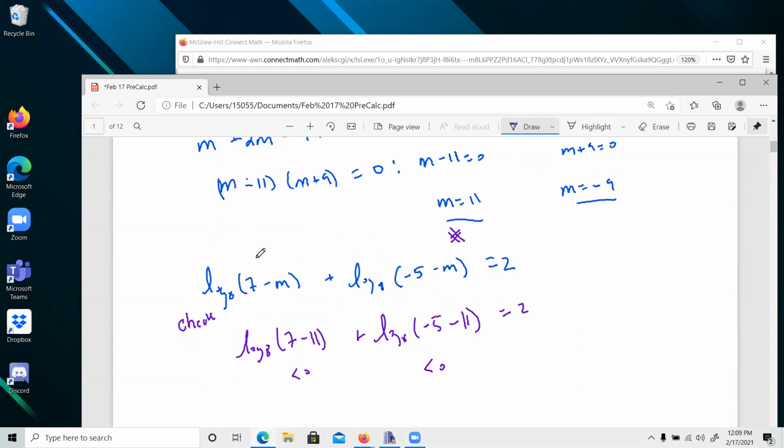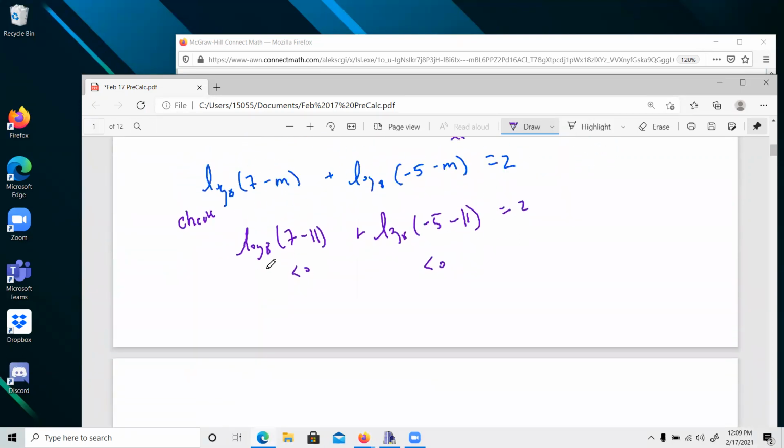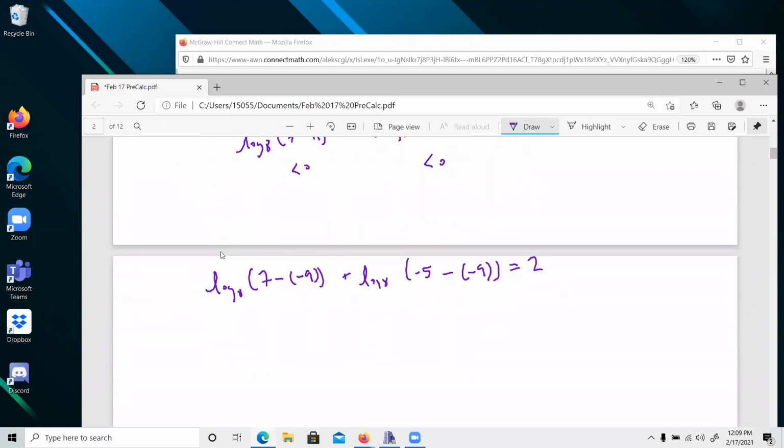Okay. We have one more. We have 9, we have negative 9. So we're going to do log base 8 of (7 minus negative 9) plus log base 8 of (negative 5 minus negative 9). So in this case, we get 7 minus a negative 9. That's log base 8 of 2. Okay, that one I like.